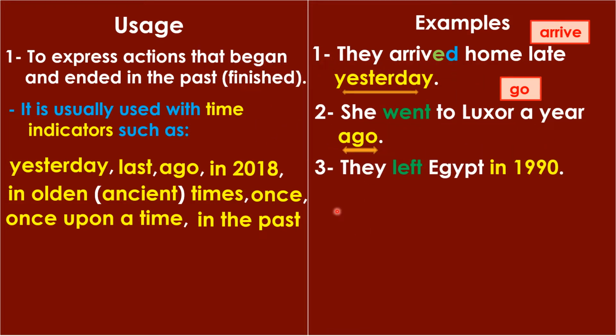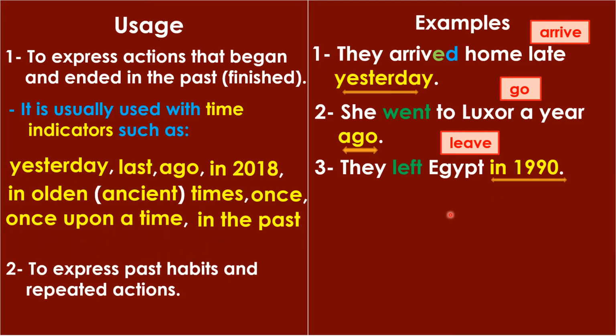Let's have a look at other examples. Number 3, they left Egypt in 1990, and 1990 is a past date. Now it is 2022. احنا حاليا في 2022. فطبعا أي تاريخ قبل 2022 يصبح ماضي. So they left Egypt in 1990. Of course, left is the past form of the verb leave. left هنا التصريف الثاني من الفعل leave. And as I said, in 1990, this is the tense indicator.